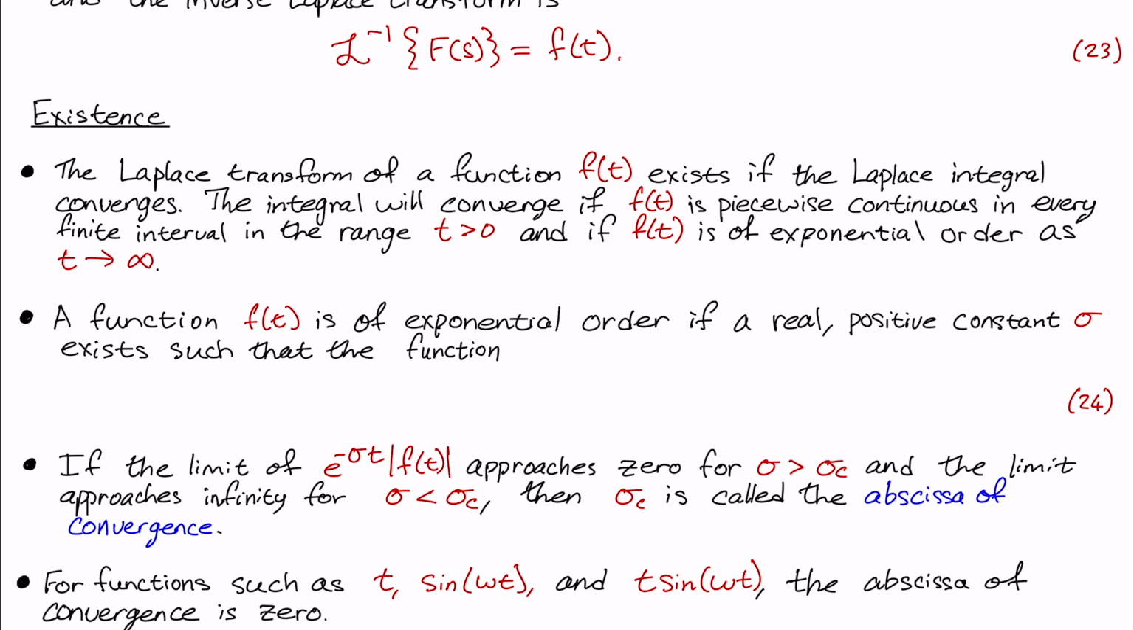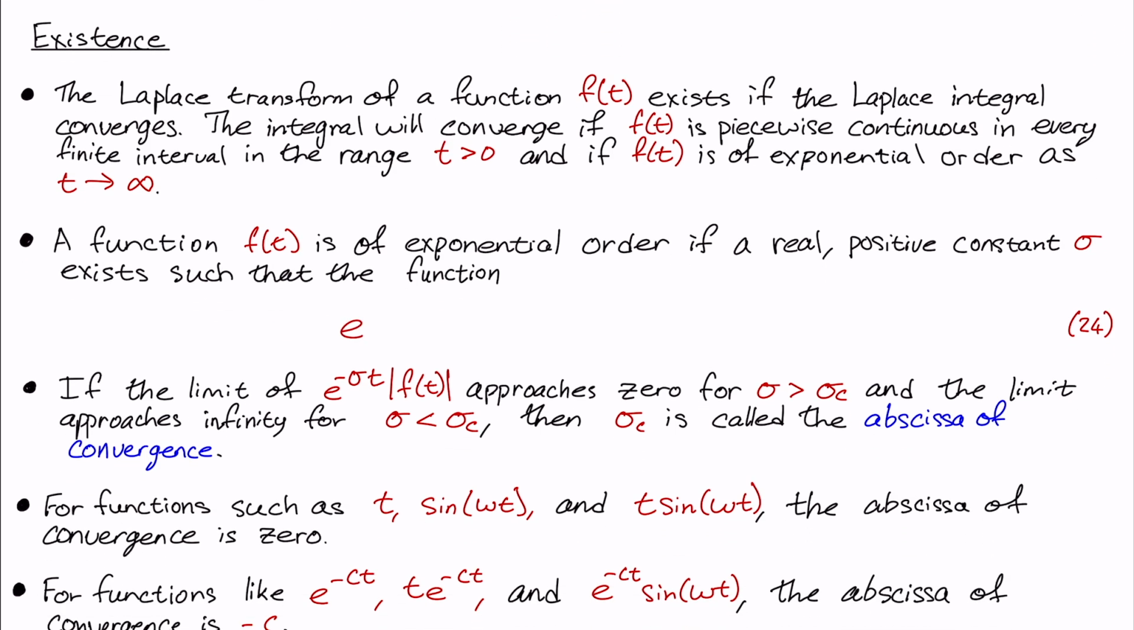Okay, so a function f(t) is of exponential order if a real and positive constant sigma exists such that the function e to the minus sigma t times the magnitude of f(t) goes to 0 as t goes to infinity.